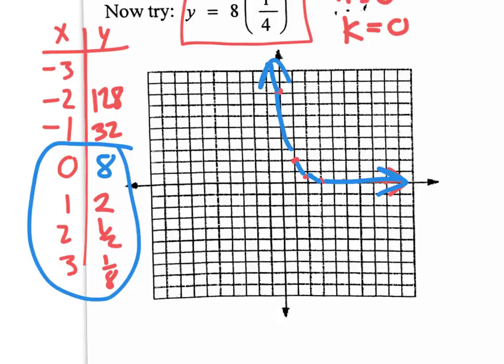So there's our decay function. If we had an H and K, we'd just translate it, shift it according to H and K.